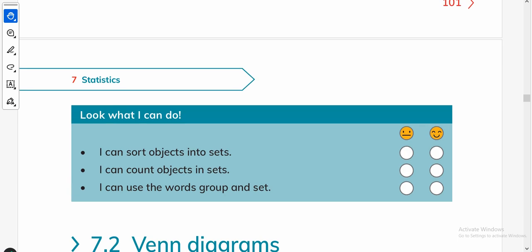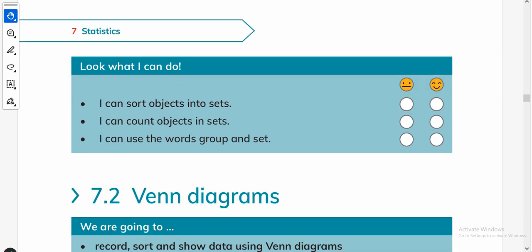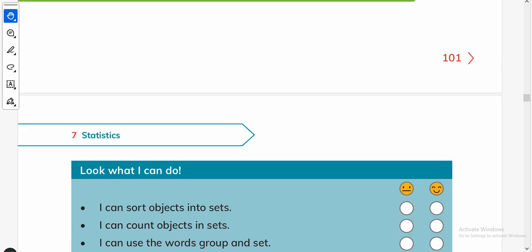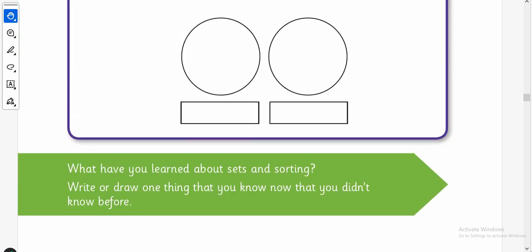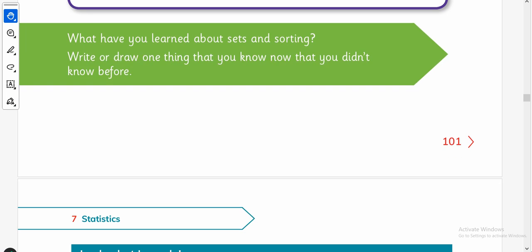Okay, so let's see what's next. Look, what can I do? I can sort objects into sets. Yes, now the kids are able to do that. I can count objects in sets. Yes, I can use the words groups and sets. It means grouping and making the sets.